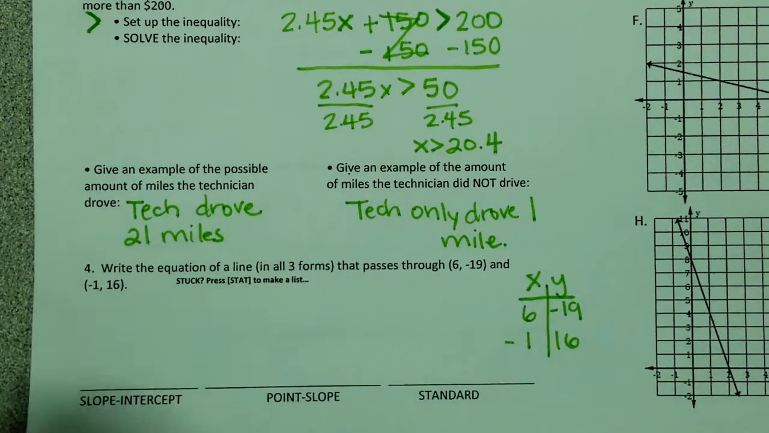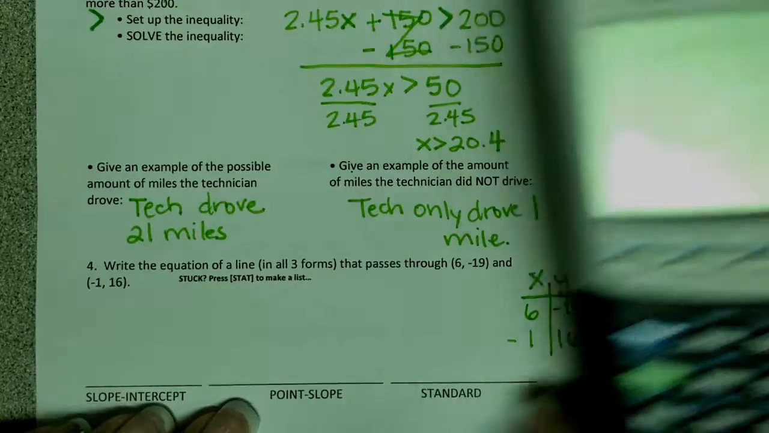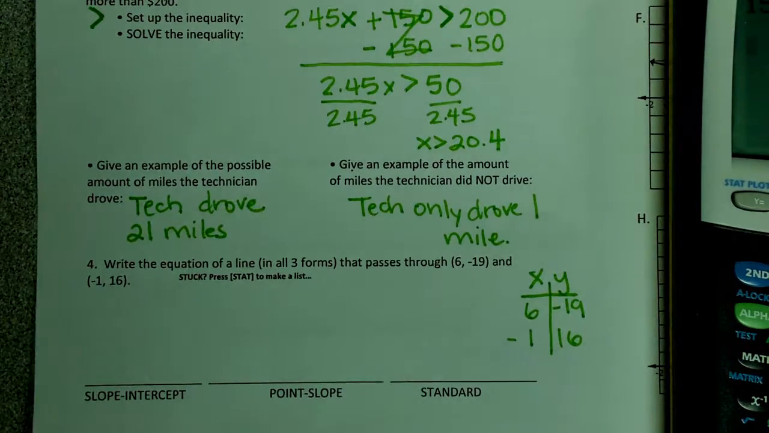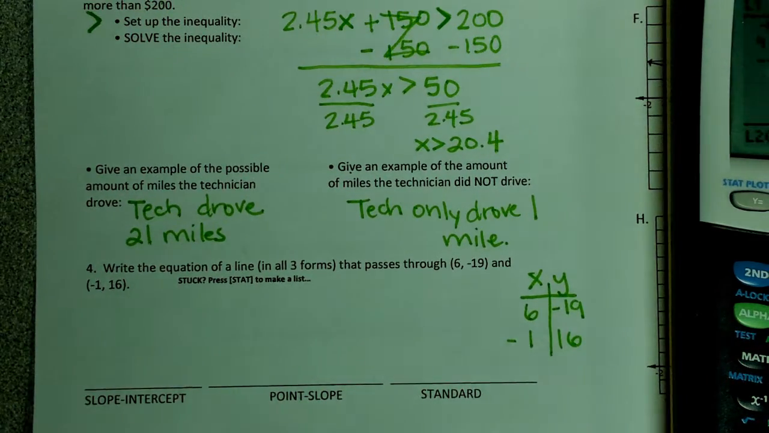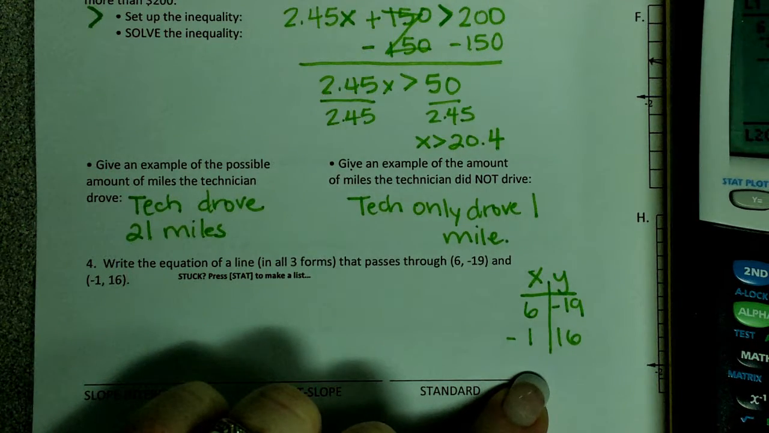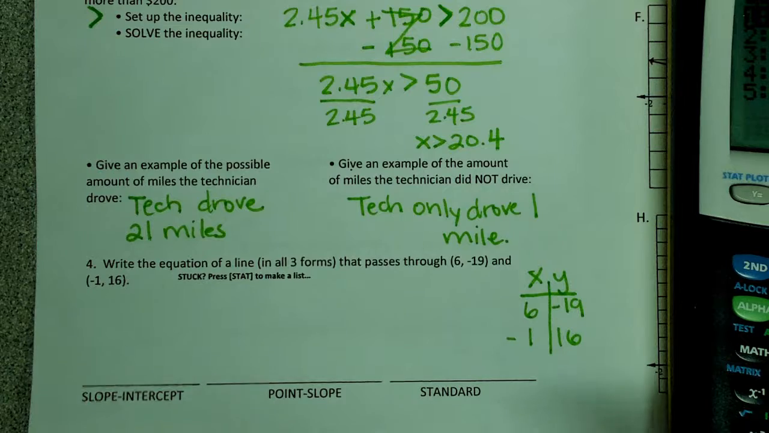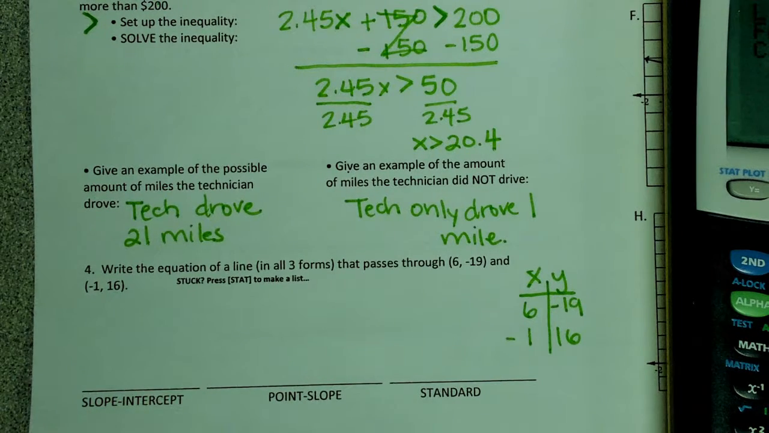Now, if I use stat edit, won't it give me my actual slope-intercept form? So let's do it like that. We don't want to go the hard way. So we have 6, negative 1, negative 19, 16. So I'm going to go back to stat, to calc, 4.